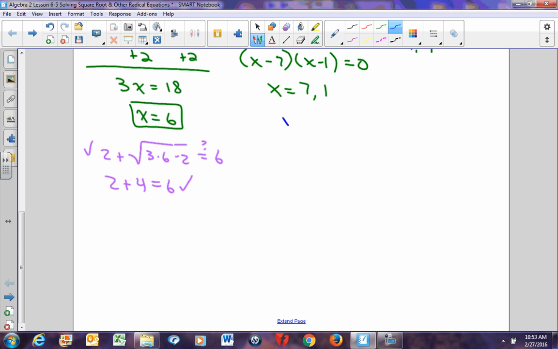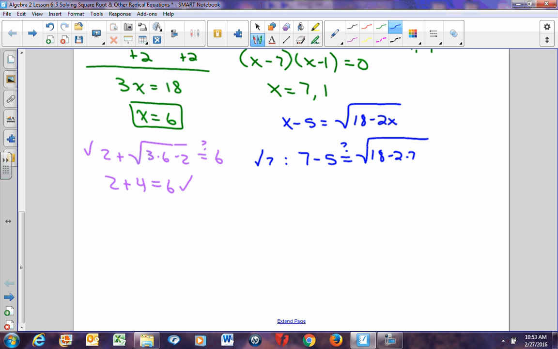The original problem was x minus 5 equals the square root of 18 minus 2x. And we have to check both 7 and 1. So I'm going to check 7 first. So I'll have 7 minus 5. Does that equal the square root of 18 minus 2 times 7?